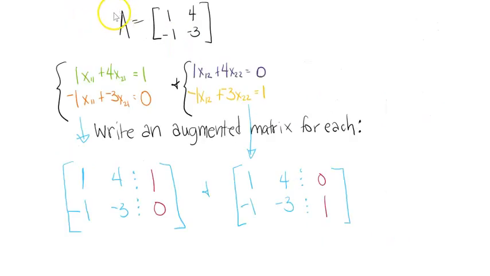So again, I put up here on the board the original matrix A. And when we went through and found its dot product with the matrix X, we got these two systems right here. Now, if I take these systems and I write an augmented matrix for each one, then I'm going to get [1, 4 | 1; -1, -3 | 0], and [1, 4 | 0; -1, -3 | 1].